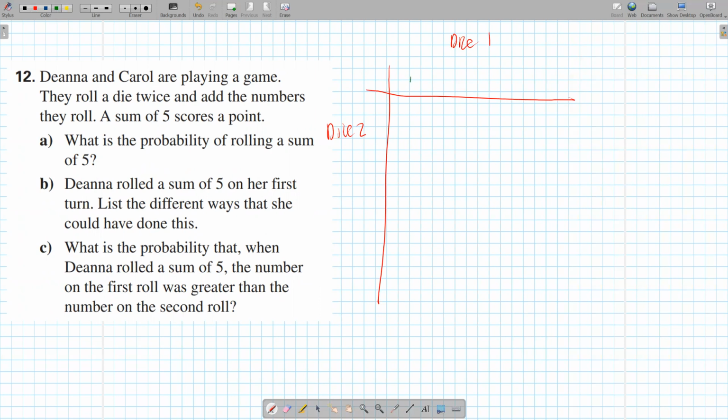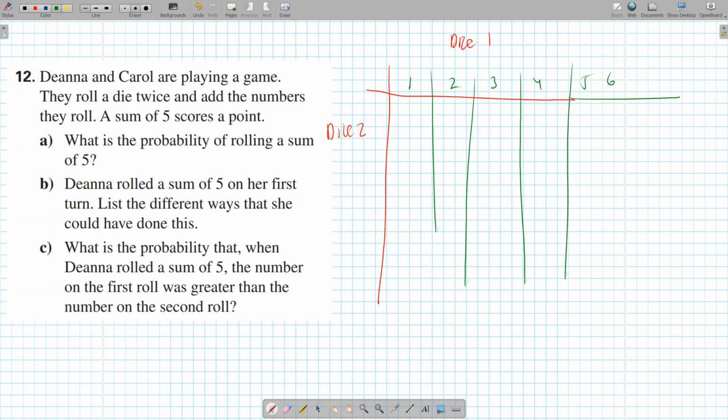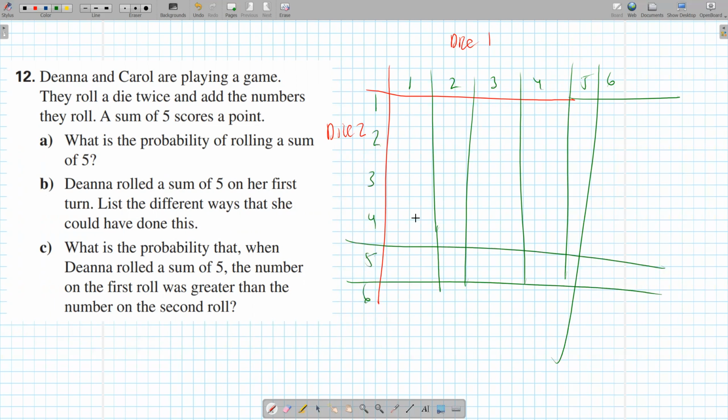So in dice 1, you can get 1, 2, 3, 4, 5, 6, and same thing on the other dice, right? It doesn't change. This is not abnormal. This is just a normal playing dice. So you can get something like this, yeah? Now, when does it add up to 5?